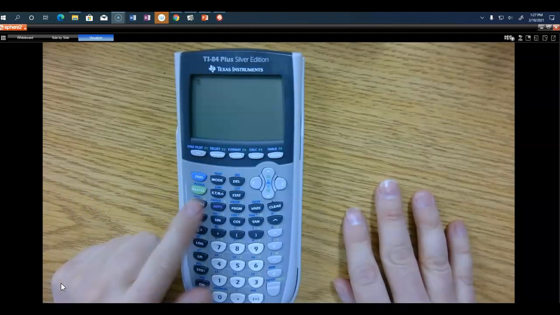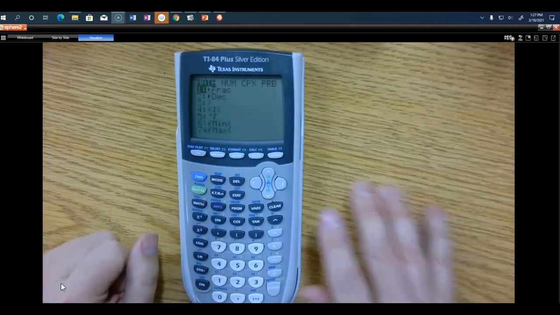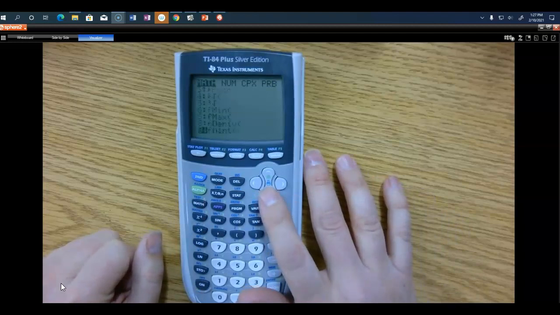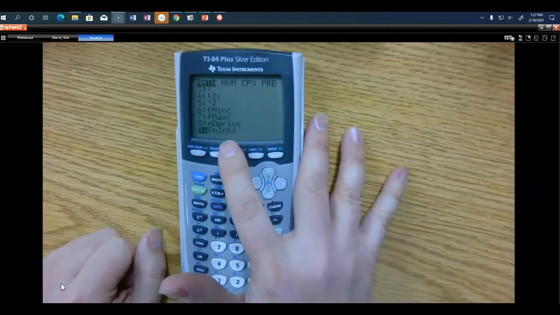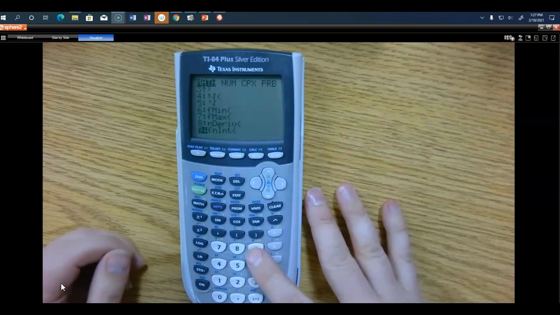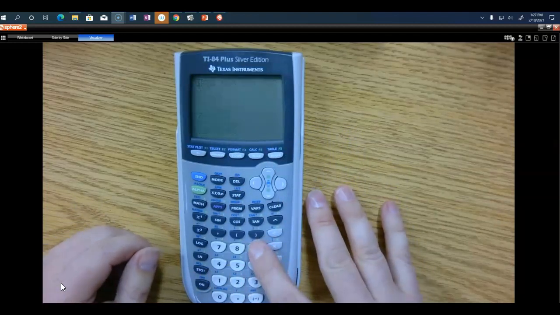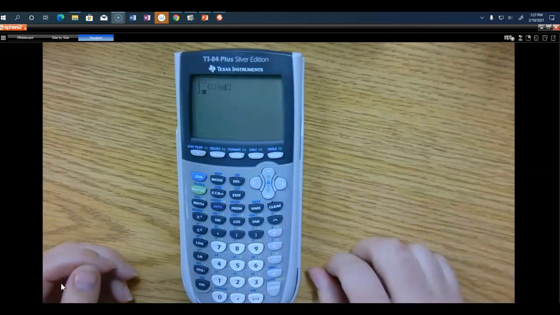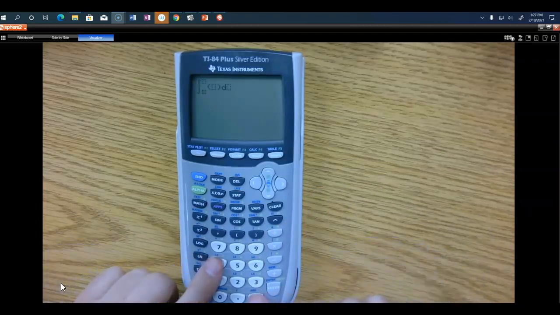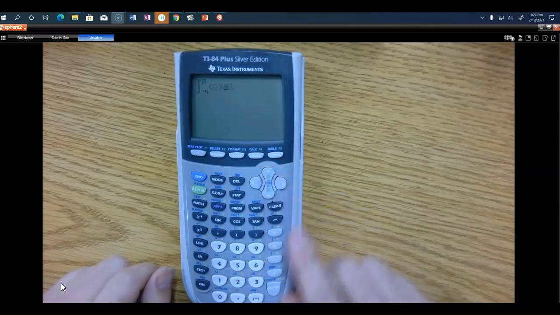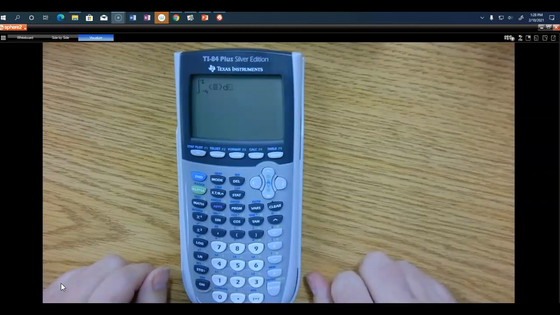So we're going to push math, and we're going to scroll down until we get to number 9, which says FNINT. That means integral. You could just push 9 instead of scrolling there. And then we're going to enter everything that we were told to enter. I believe our integral went from -4 up to 1, if I'm not mistaken, right? And then what goes here is the function that we want to put in.